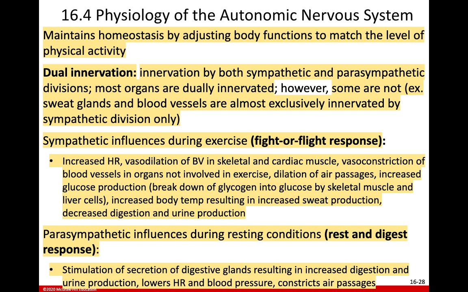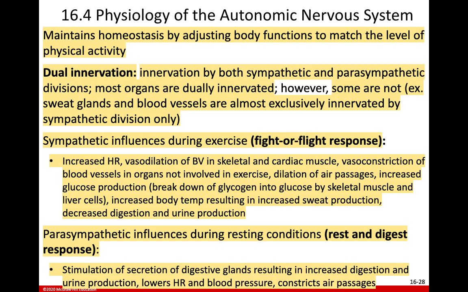So whatever is going on in your environment, whether you're exercising, whether you're stressed, whether you're relaxed, the sympathetic and parasympathetic divisions of the autonomic nervous system work together and adjust body functions accordingly. So again, dual innervation means that an organ is innervated by both the sympathetic and parasympathetic divisions. We have nerves from both divisions extending either directly to the organ or through nerve plexuses to that organ.